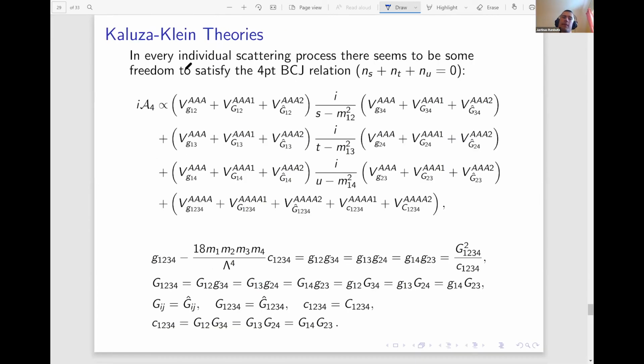And these, for example, 4-point amplitudes have this kind of form. So we have a lot of vertices with arbitrary coefficients, both 3-point and 4-point. And from the BCJ relation, we get this kind of constraint. So the products of these two couplings have to be related. But if we just look at one single scattering process, there seems to be a lot of freedom, because we can scale this G12 by something, and then G34 by the inverse of that, and this would still be satisfied.